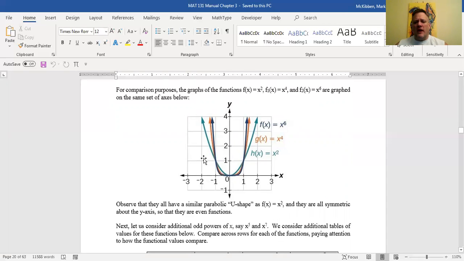And so this is what you want to take away. All of the positive integer even powers of x look like U's. The higher the power, the flatter it is here, and the quicker it rises beyond 1 and -1.